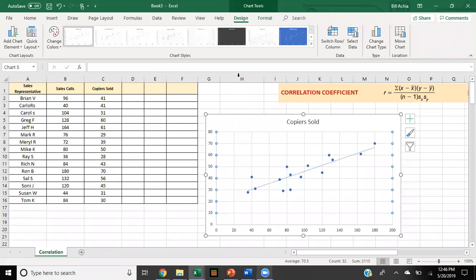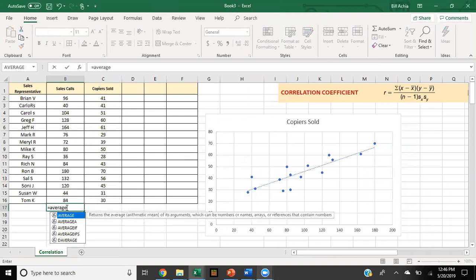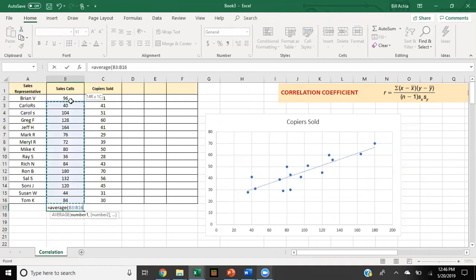Okay, so in correlation analysis, one thing that we usually look at is how many data points are above or below a mean value. To explain that, let me quickly throw in the averages for the number of sales calls, and I'll highlight all these. And I'll do the same for the average number of copiers sold. So I get these two numbers here: 96 for the average number of sales calls and 45 for the average number of copiers.